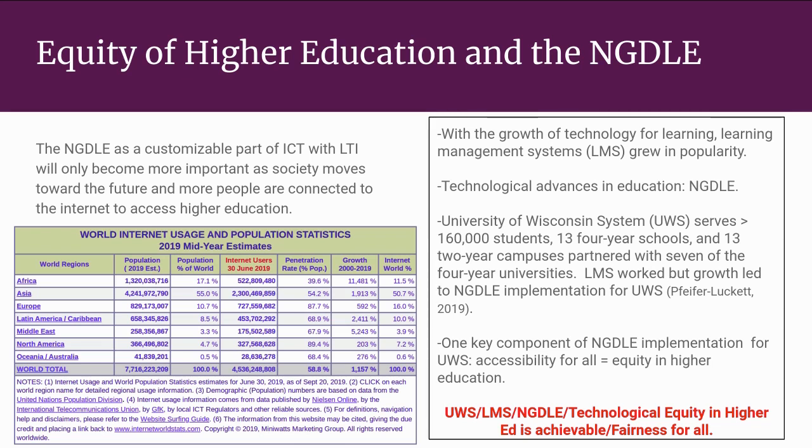Now, to wrap up these quick facts here, I will say the partnership of the UW system using a learning management system and growing into the NGDLE, technological equity in higher education, is achievable and represents fairness for all.